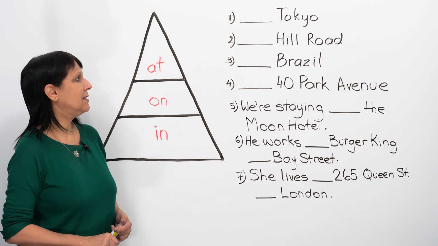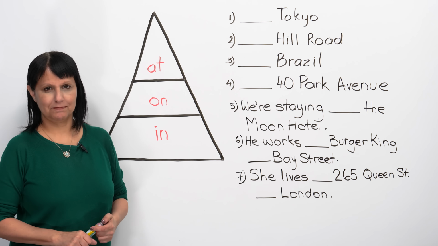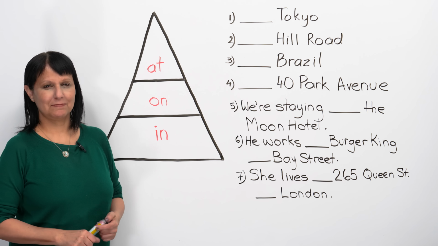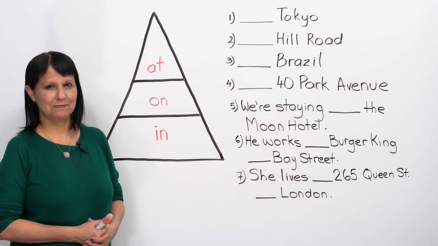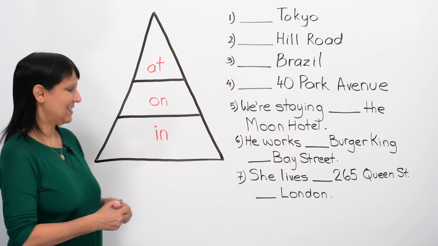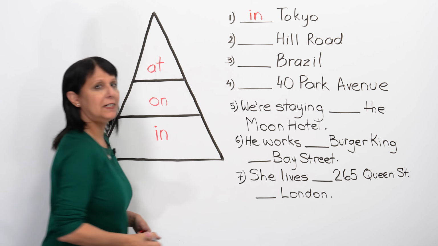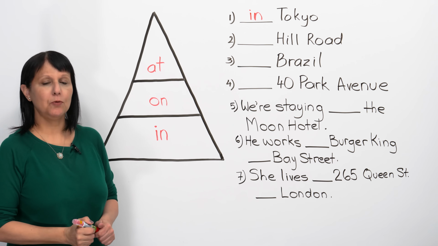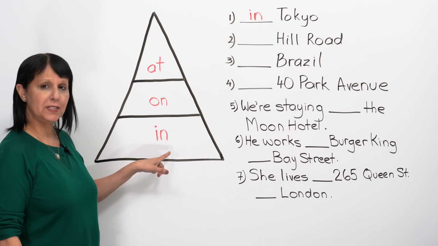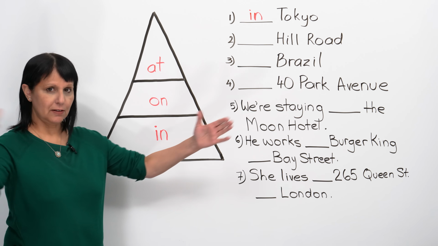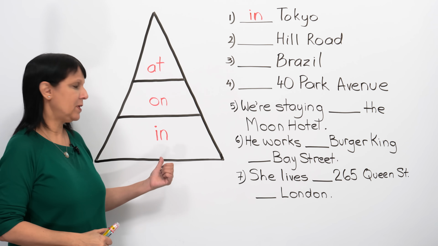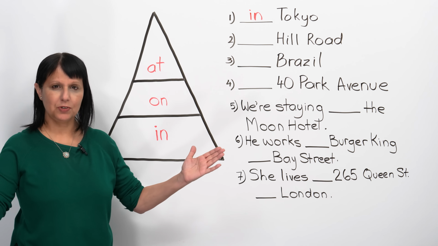Number 1, blank Tokyo. What do we say there? Okay, yes, it should be in Tokyo. Okay, why? Because Tokyo is a city and it's a large place. So we said that for large places we use in.